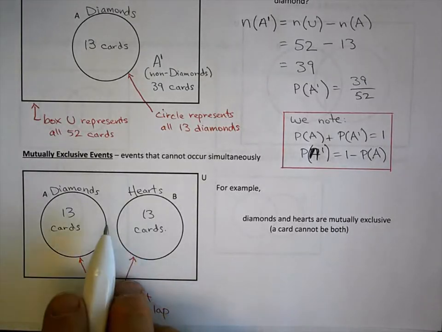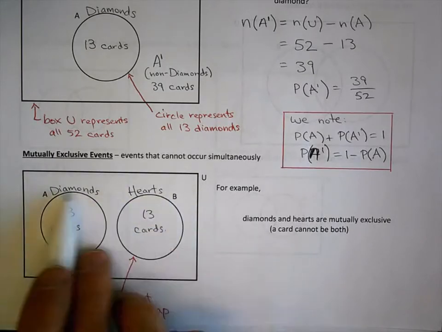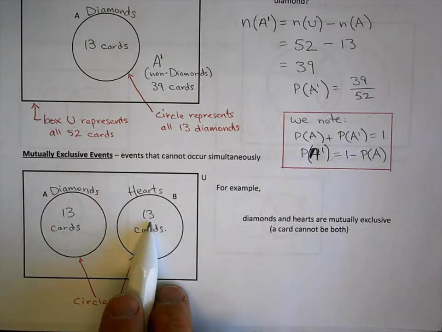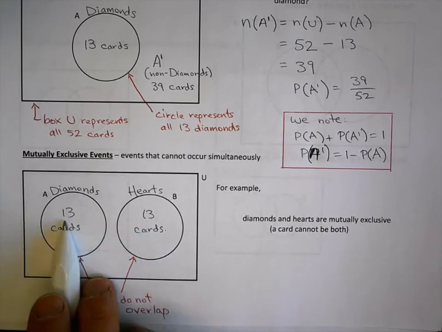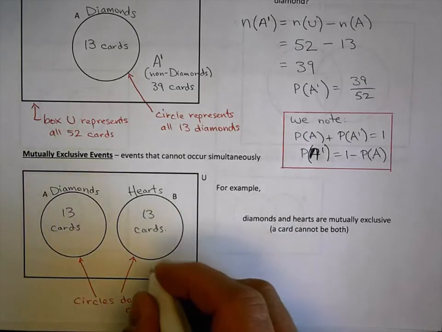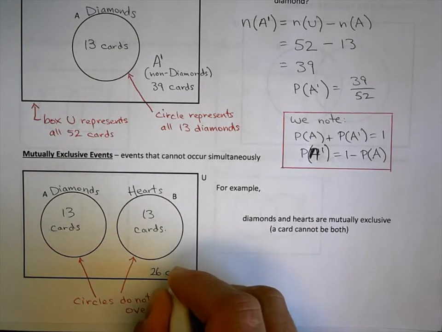How many cards are outside, are not diamonds or hearts? Well, if there's 13 here, 13 here, it's 26. So there are 26 cards that are outside that are neither.